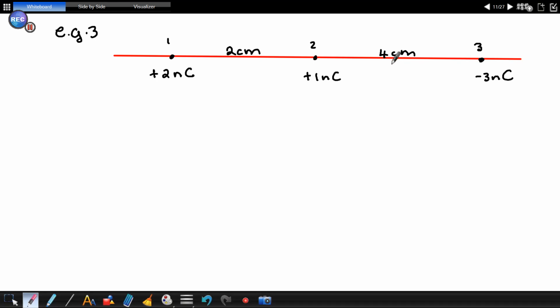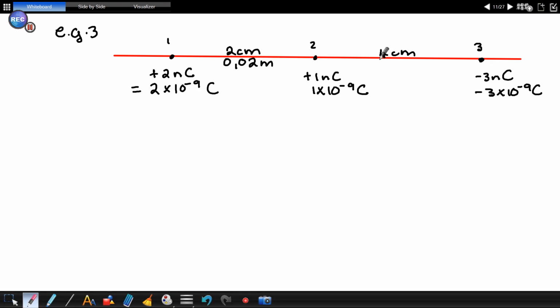I see 2 challenges right now. I see the challenge in that you are going to forget this is 2 times 10 to the minus 9 coulomb, and this is 1 times 10 to the negative 9 coulomb, and this is minus 3 times 10 to the minus 9 coulomb. That's the first challenge. And the second one is that the distances must be in meters.